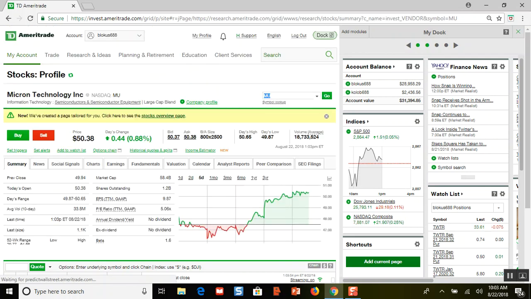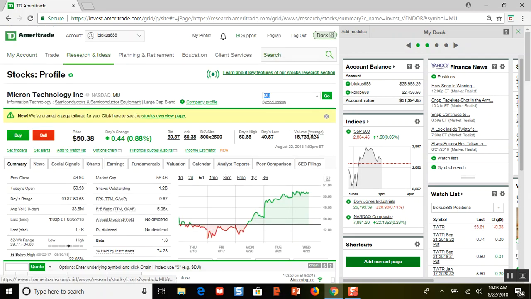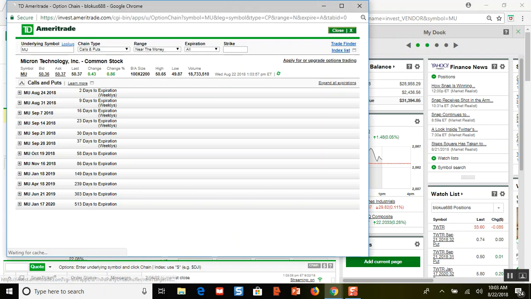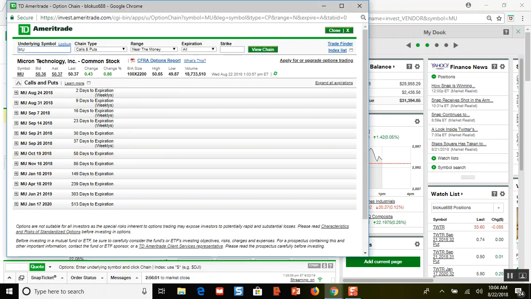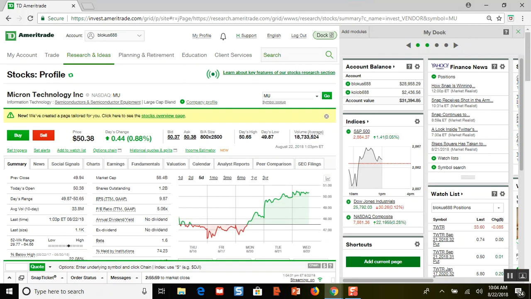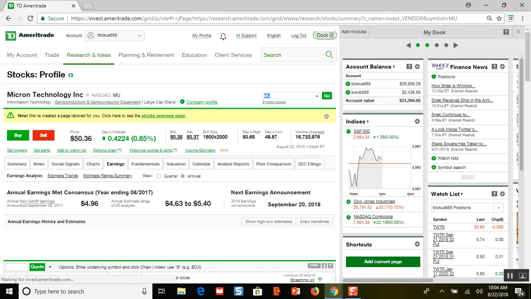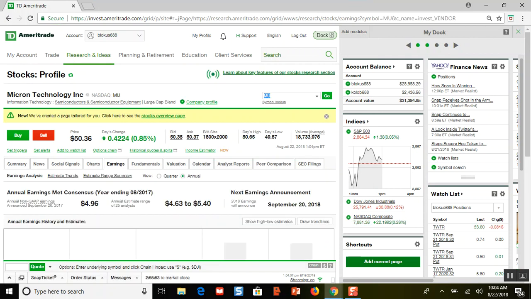And now let's click on the option chain, and let's click on the earnings here. So there you go, September the 20th, 2018. So if I was going to do a strangle, I'd want to find stock options a little bit after that day. So let's look for the option chain.